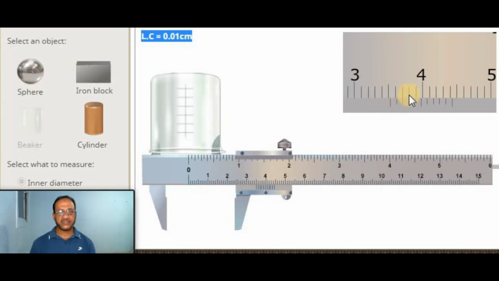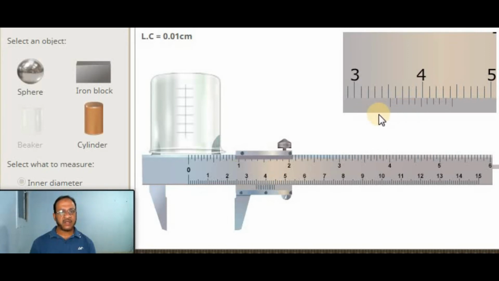That enlarged view is here. The fourth division, 1, 2, 3, 4. Fourth division of the vernier is coming straight with one of the divisions of the main scale. That is, vernier coincidence is 4. Then vernier reading will be this vernier coincidence multiplied with the least count. That is 4 into 0.01. That means 0.04. 0.04 centimeter is the vernier reading.